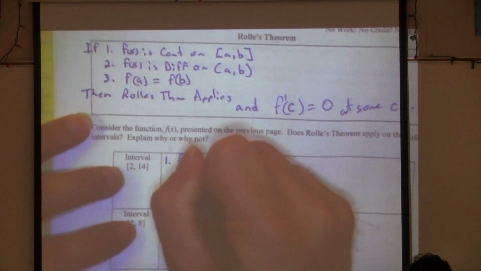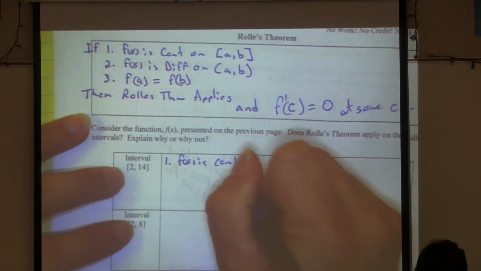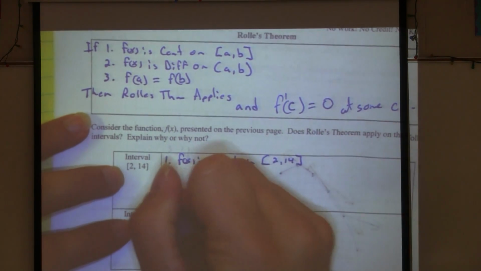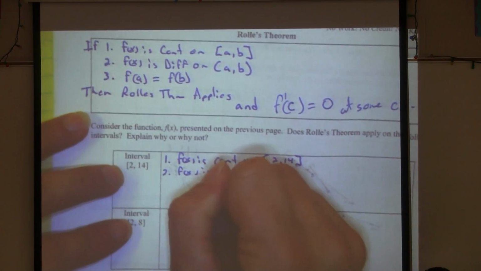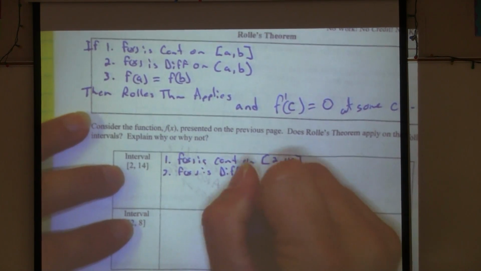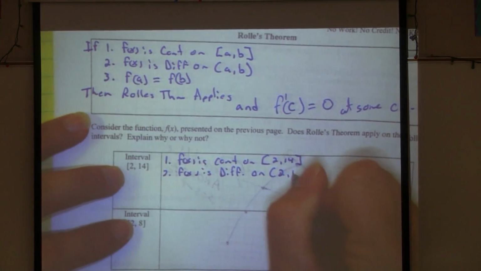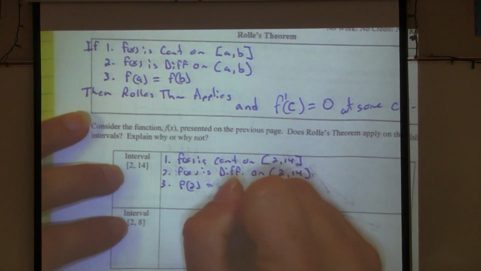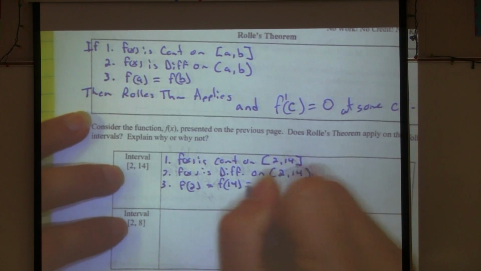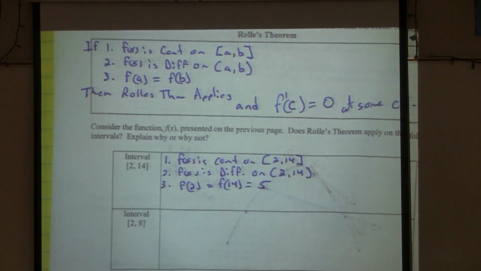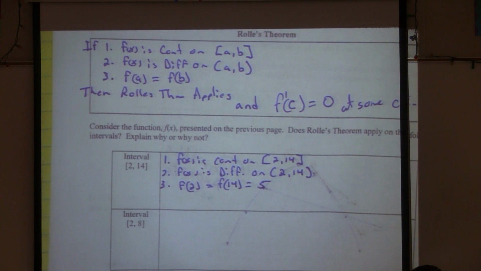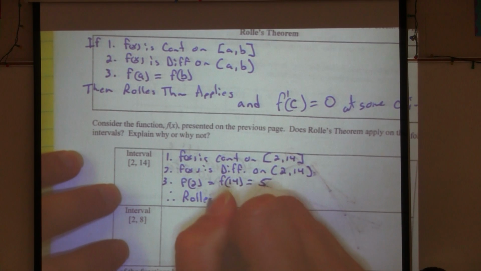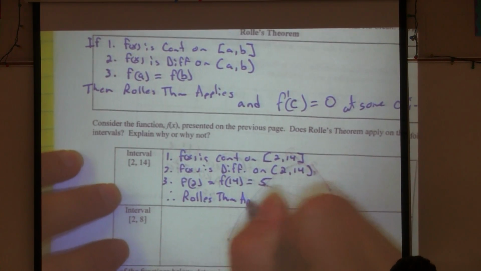So 1, f of x is continuous on the closed interval 2 to 14. F of x is differentiable on the open interval 2 to 14. F of 2 equals f of 14, and it equals 5, I think, right? That was the value at 2 and at 14. Yeah. So those three things are true. We can say Rolle's theorem applies.